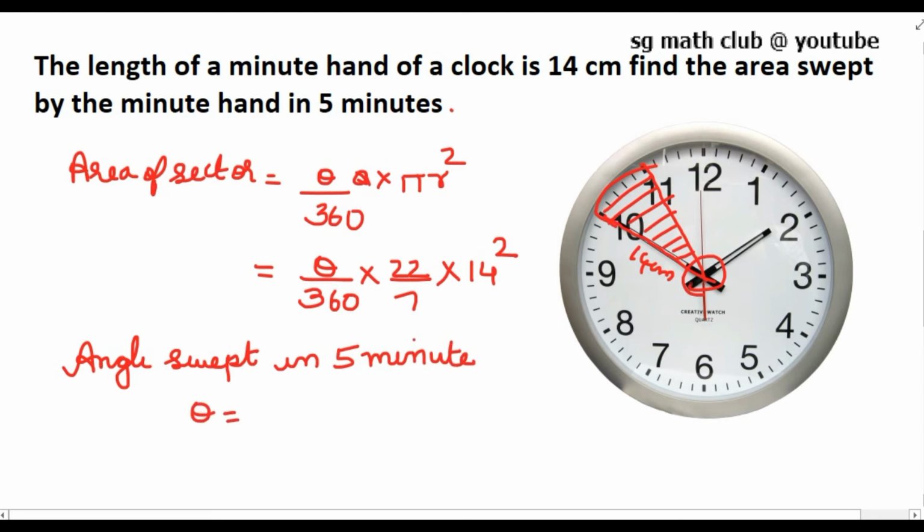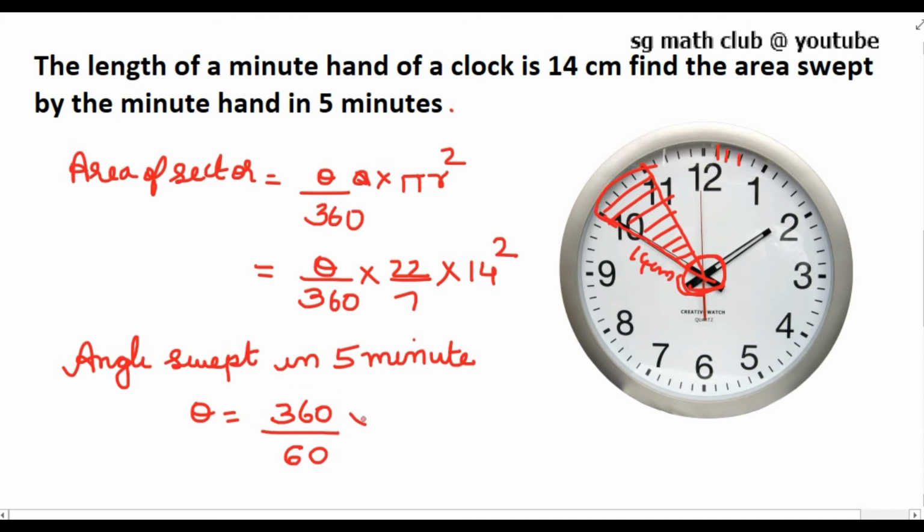We know that the full angle at the center is 360 degree. Again, we know that there are 60 small divisions here. So what will be the angle swept in 1 minute? There are 60 divisions, so if you want to find out angle swept in 1 minute, that is 360 divided by 60. All these represent 1 minute. So 360 divided by 60 will give you angle swept in 1 minute.